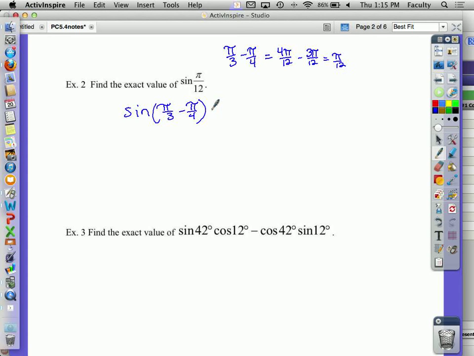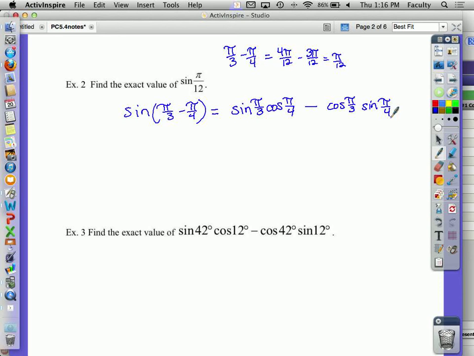Okay? So now, according to the sine formula, this is sine pi over 3 cosine pi over 4. Now the sine formula is the same sign, so it's a minus, but then it goes cosine pi over 3 sine pi over 4. Now plug in your unit circle values and see if you can simplify it.